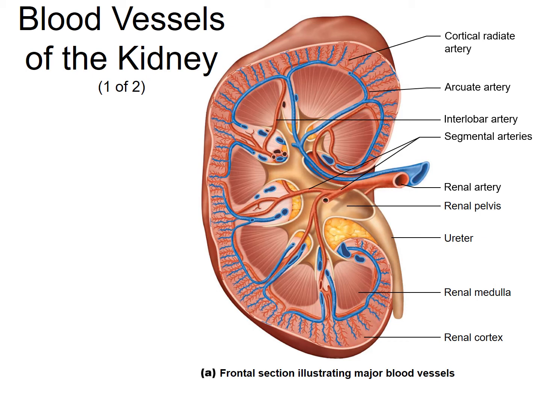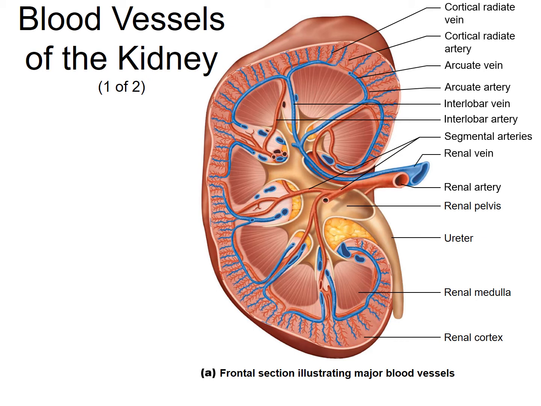So from the cortical radiate artery, you'll go into the nephrons, and then you'll start your journey back through the cortical radiate veins. Those cortical radiate veins will merge into arcuate veins. Arcuate veins will merge into interlobar veins. And as I mentioned before, there are no segmental veins, so the interlobar veins will themselves drain into the renal vein, which exits the kidney.